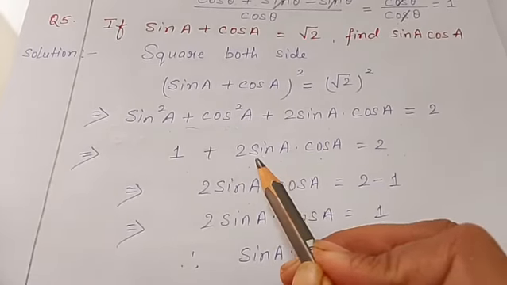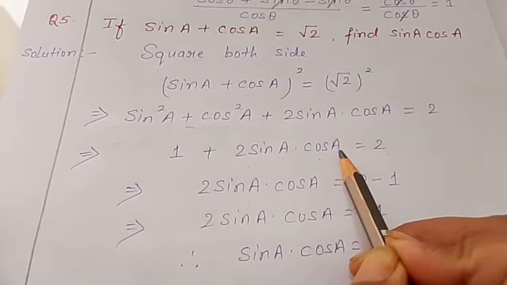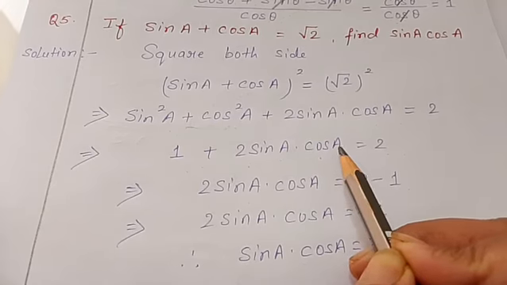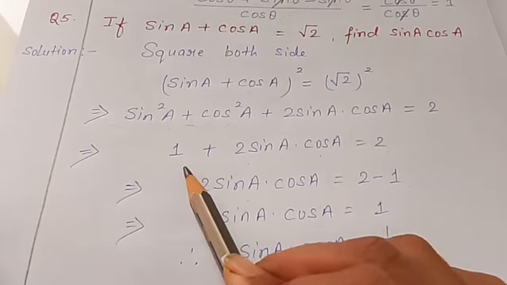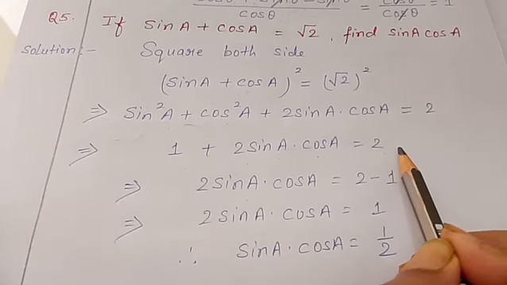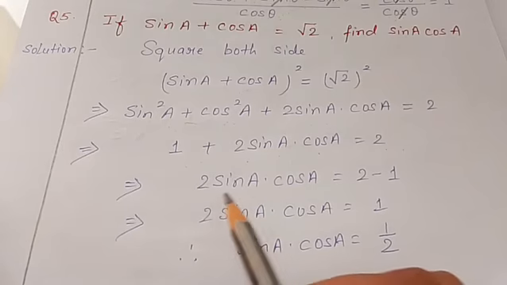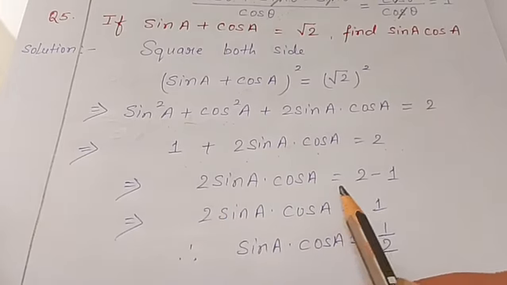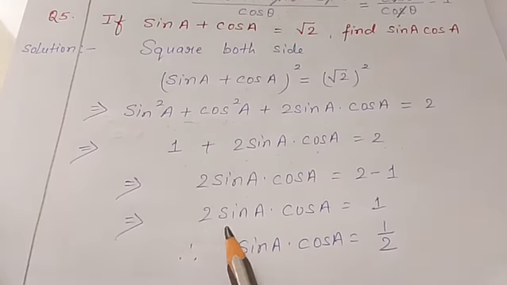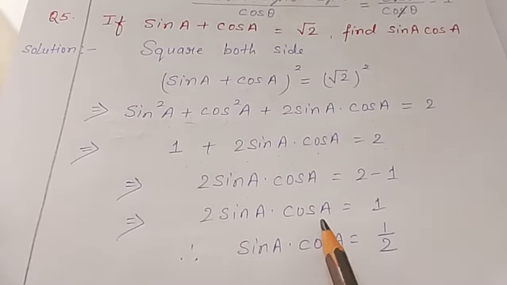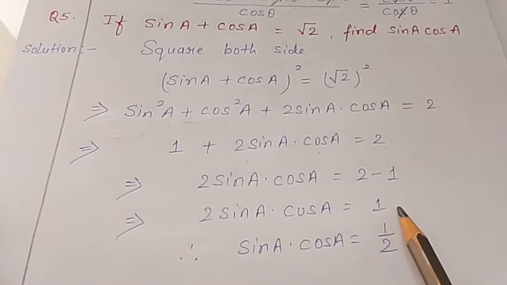Isolate the term 2 sin A into cos A and then solve for sin A into cos A. Move 1 to the other side, then it becomes 2 sin A into cos A is equal to 2 minus 1. This implies 2 sin A into cos A is equal to 1.